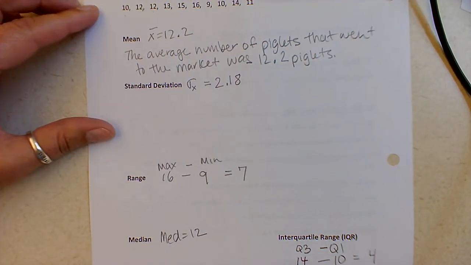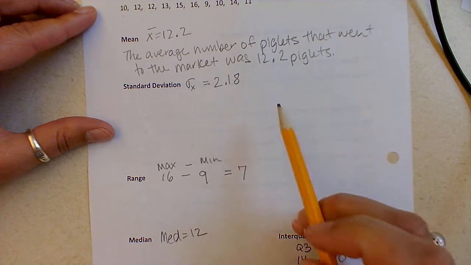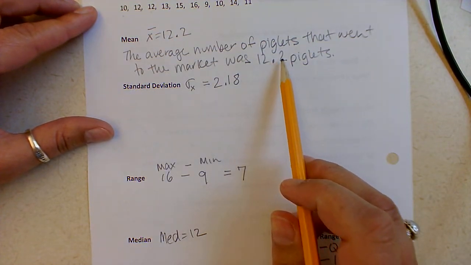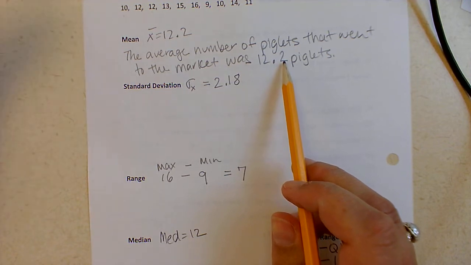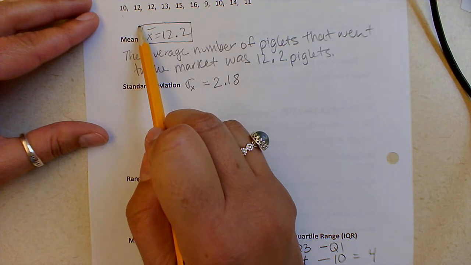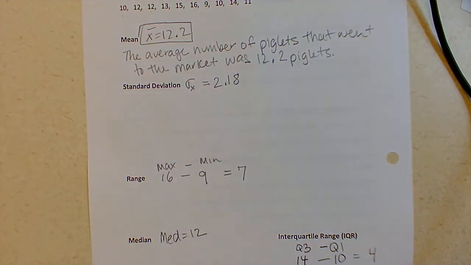A lot of people want to round. What I suggest for rounding, if you would like to round this, there was 12.2, so about 13 you can say, but I really do want the decimal. So please put the decimal down. I know you can't have 0.2 of a piglet, so you can rewrite it in the sentence rounding, but please put that decimal down. It's very important.